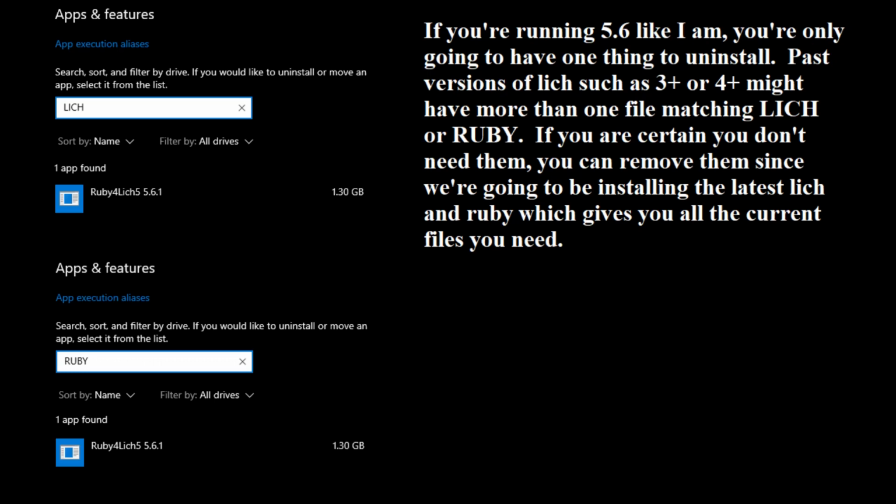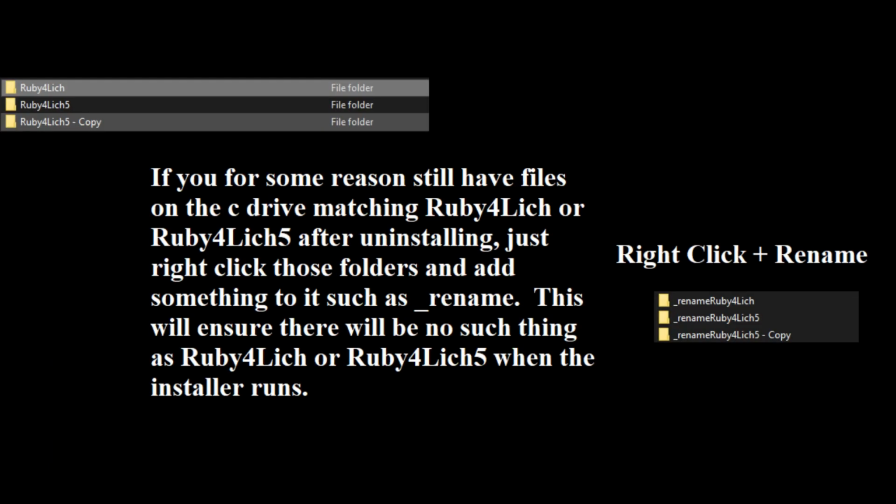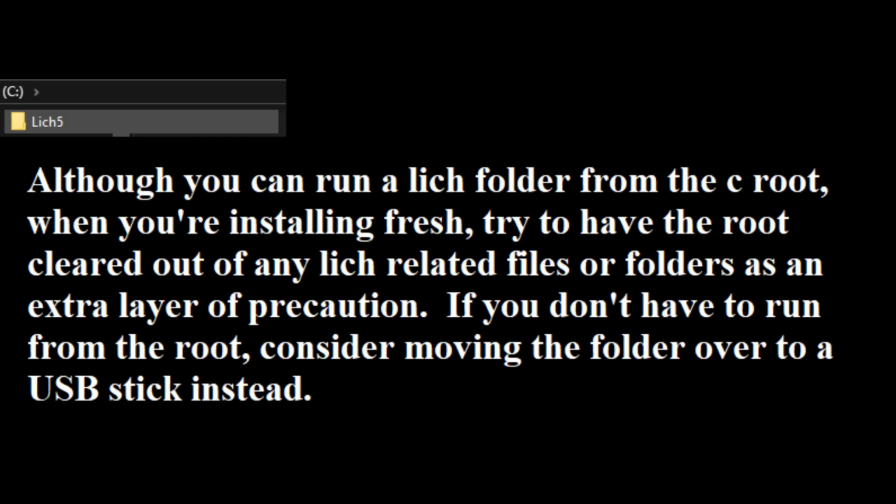If you're running a really old version, you may have multiple Lich or Rubies. If you don't absolutely need them for something specific, take time now to clean out all of those Lich and Ruby programs. Once you've uninstalled, check for anything named Lich or Ruby one more time. You may also want to visit the C drive and ensure the Ruby for Lich 5 or related files have been removed. If your actual Lich folder or backup is stored on the C drive root, consider moving it somewhere else for now, or put it on a thumb drive if you have one, just so things are as clean as possible.